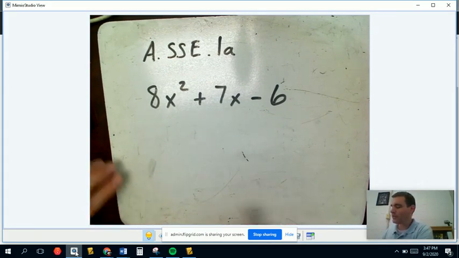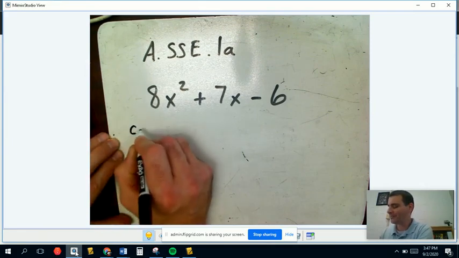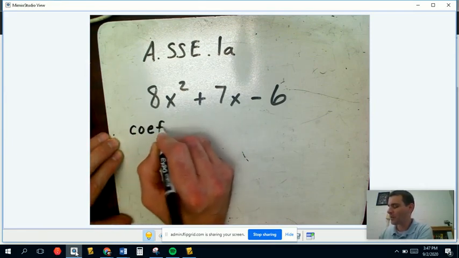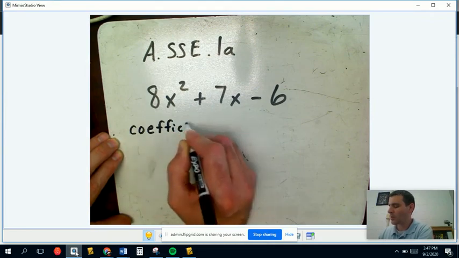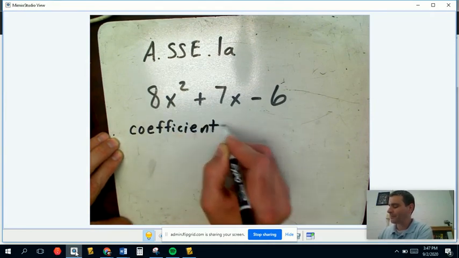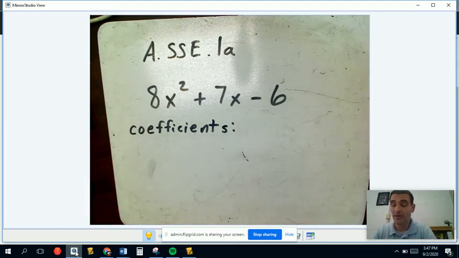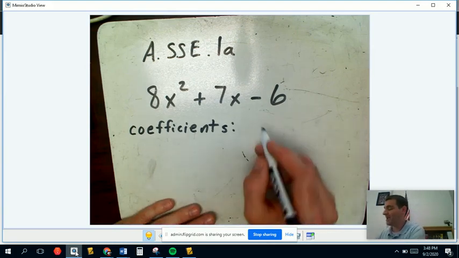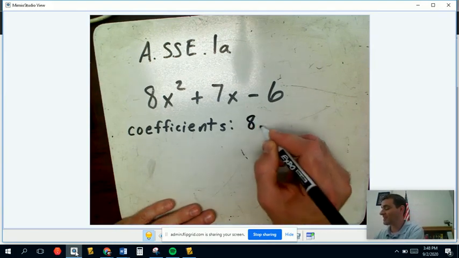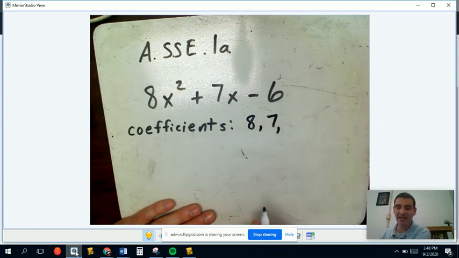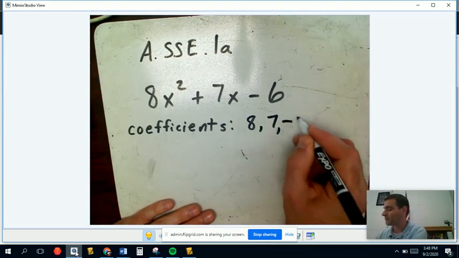And we're going to go over a few terms here. The first term is coefficient. Coefficients are the number parts. They're the numbers that are being multiplied to the variables. So the coefficients here would be 8, 7, and technically -6 as well.